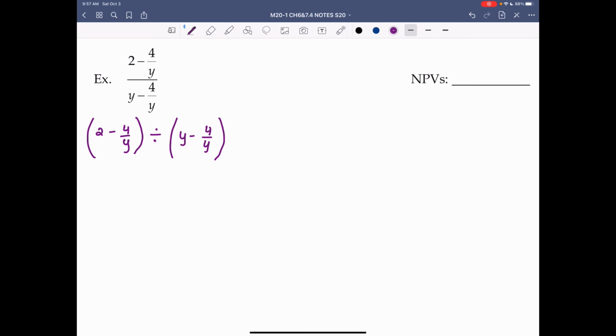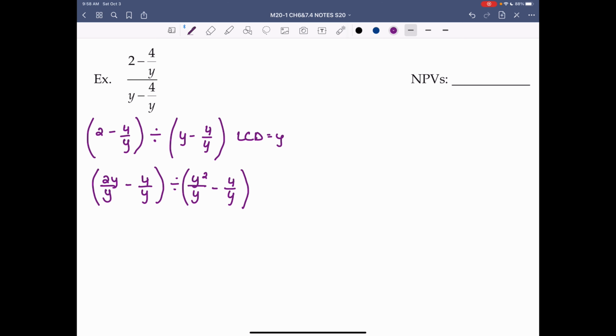Let's write the 2 and the y in fractions with the lowest common denominator. So we notice that we have 4 over y in each set of our brackets. So our lowest common denominator would be y in this case. Let's write 2 as a fraction over y. So we'd have to multiply top and bottom by y. We get 2y over y, minus 4 over y in brackets, divided by y times y would be y squared over y, minus 4 over y in brackets.